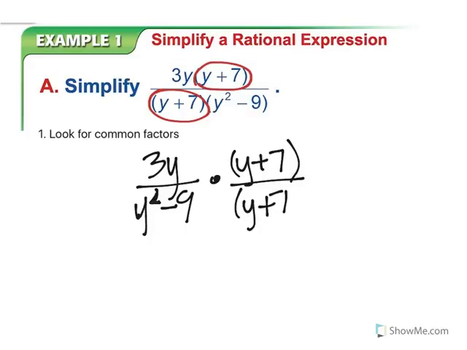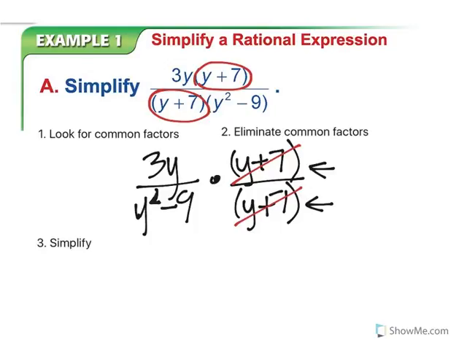So all we did was rewrite this to where we have our two common factors in a fraction. And anything divided by itself is 1, so these actually cancel out. So you can say step 2 is eliminate common factors. And then your last step is to simplify. So really all that's left is 3y divided by y squared minus 9. And that's our answer.